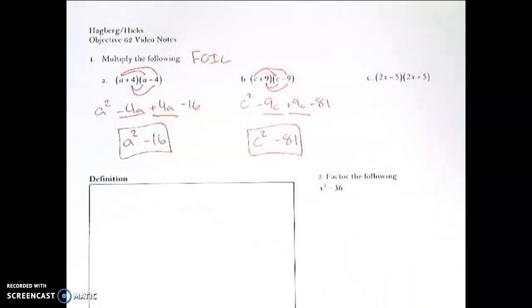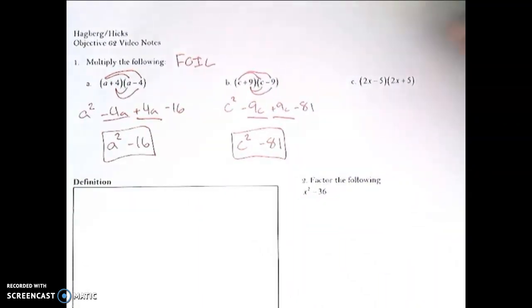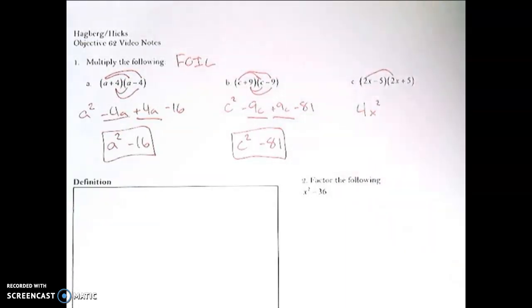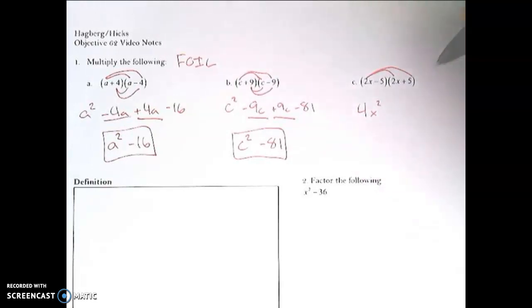Let's do one more. Here we have 2x minus 5 times 2x plus 5. First, so again, numbers with numbers, variables with variables. So 2 times 2 is 4. X times x is x squared. Outer, we have 5 times 2x. We multiply the numbers, so we have 10x. Inner, we have negative 5 times 2 is negative 10x. And last, we've got negative 5 times 5 is negative 25.